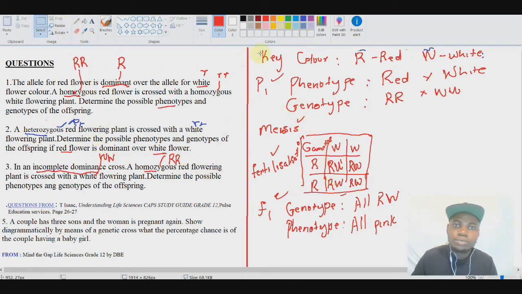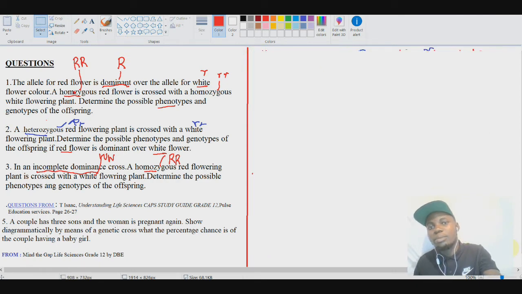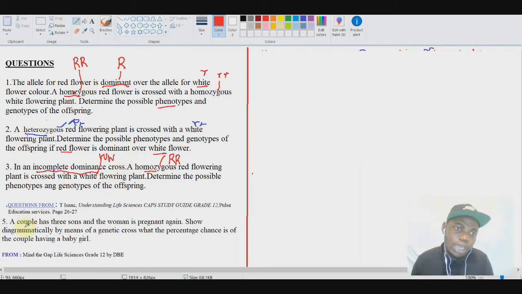All right, number 5. Oh, it's number 4, pardon me, it's 3 and then 4. So now, let's read this question. They are talking about a couple. They are saying the couple has 3 sons. The woman is pregnant again. Show diagrammatically by means of a genetic cross what is the percentage of the couple having a boy or a girl.